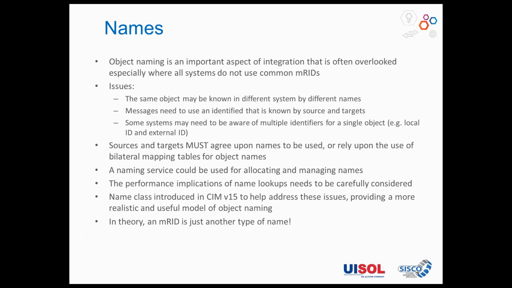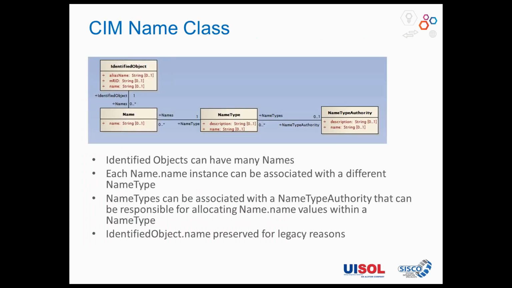And just remember that a master resource ID is just another kind of a name, okay? So this is what we ultimately came up with. You have identified object, which was always in the CIM. You have alias name. We kept that because InfoE still uses it and needed it. MRID we kept because it had been implemented in lots of different places, as was name.